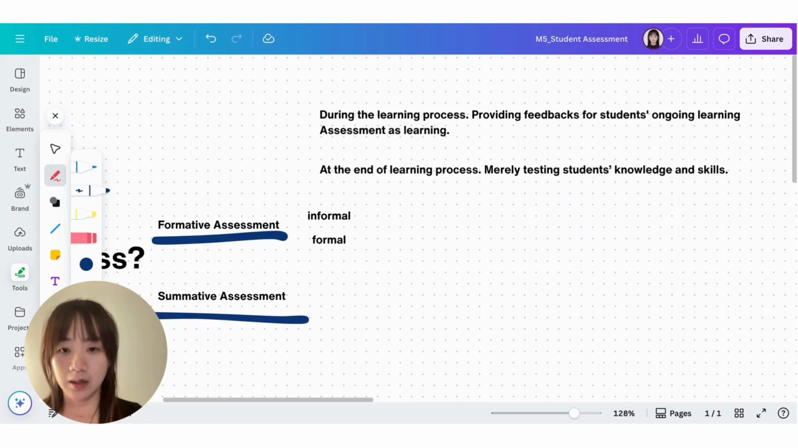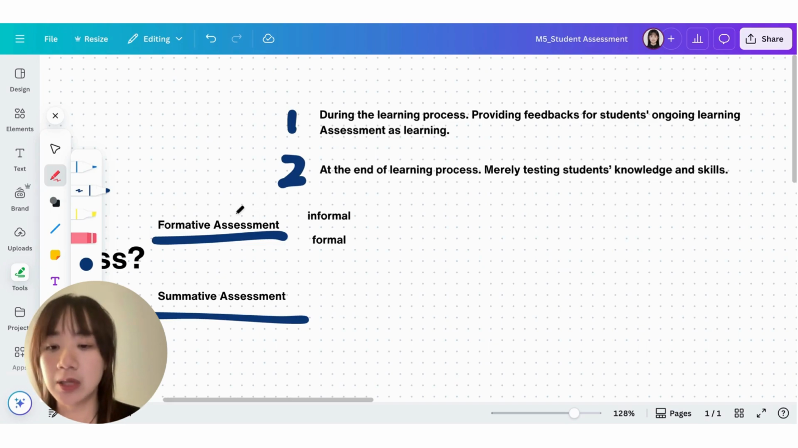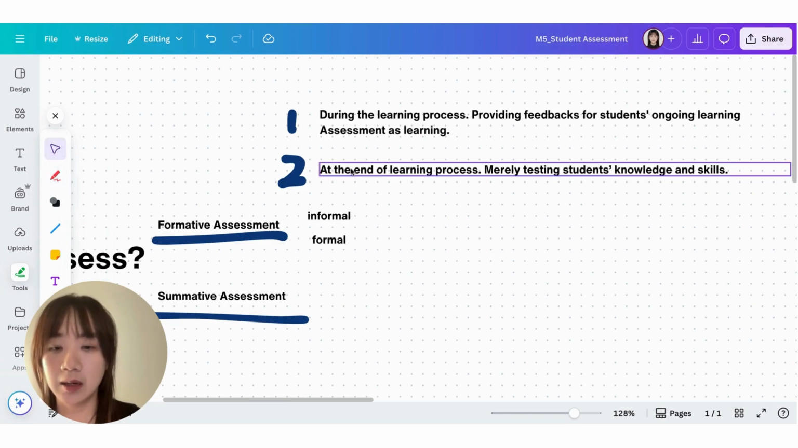Now I want you to identify from these two definitions which explanation belongs to formative assessment and which one belongs to summative assessment. You could pause the video here, read the definitions, and think about how to match them. You may pause the video now. Well, welcome back. So I hope you have already figured it out. Now let's look at the definitions.